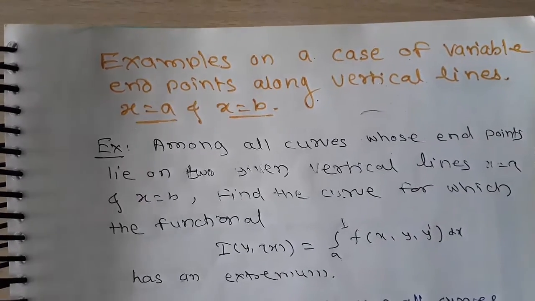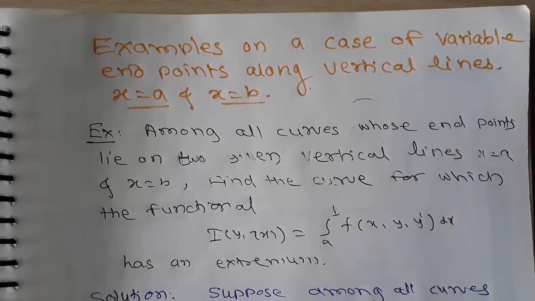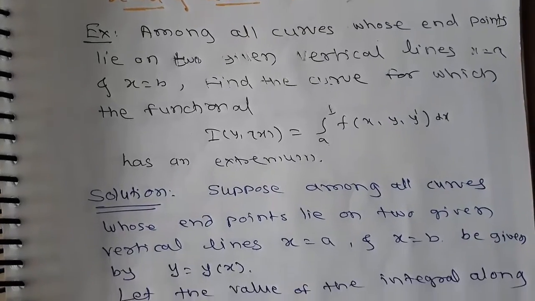We shall take a problem. Among all curves whose endpoints lie on two given vertical lines x equal to a and x equal to b, find the curve for which the functional I of y of x equal to integral a to b f of x, y, y dash dx has an extremum. We shall prove this.